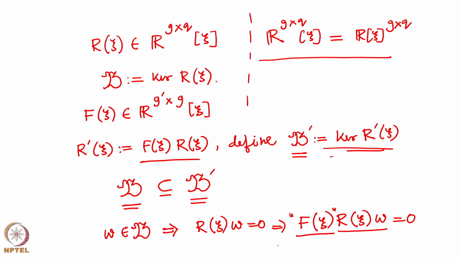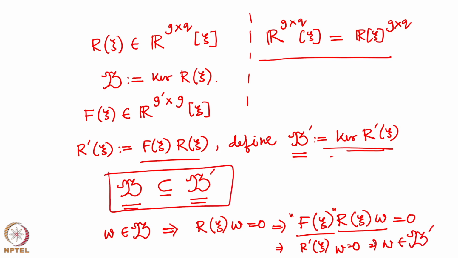So this is equal to 0. This means R prime psi W equals 0, which means W is an element of B prime. You see, B is contained in B prime. Okay? Now, this is very good. What if we look at the special situation where this F matrix is square?